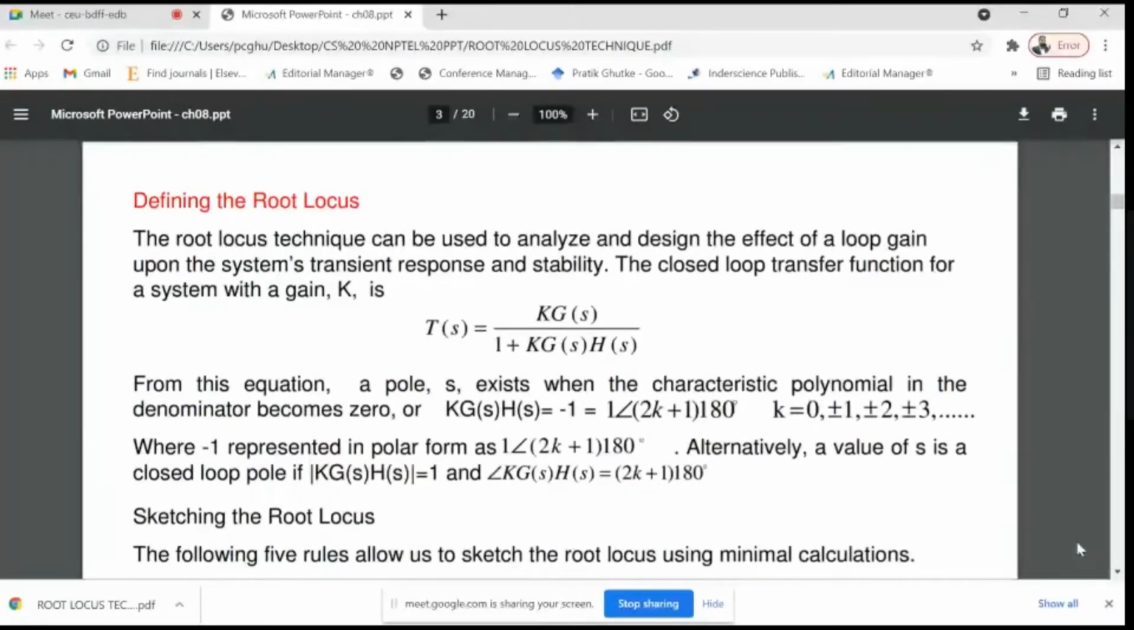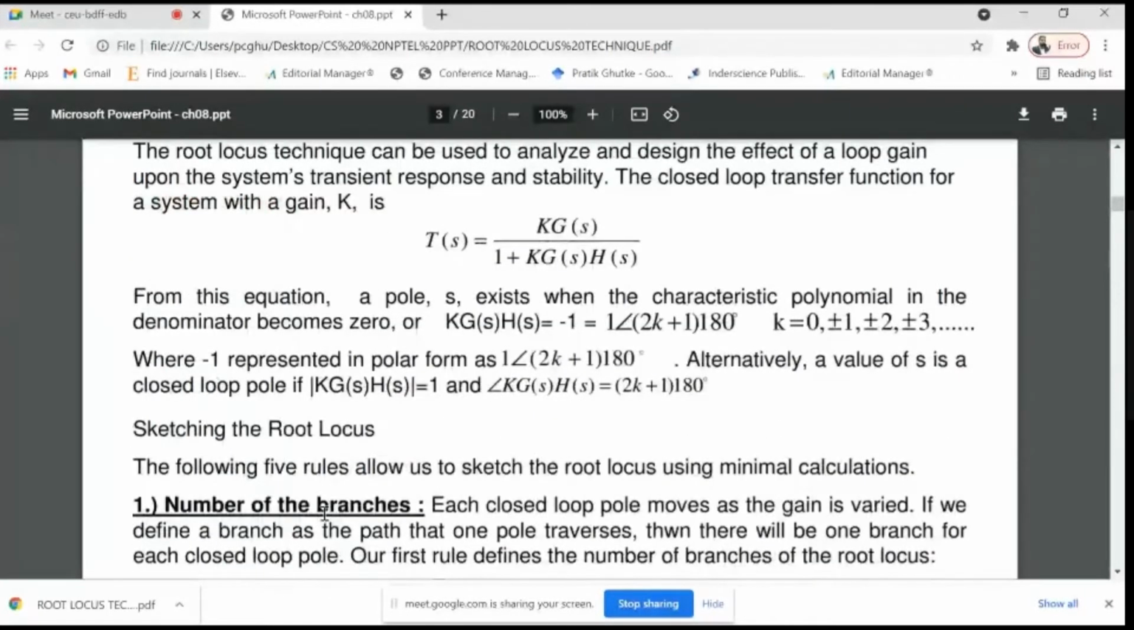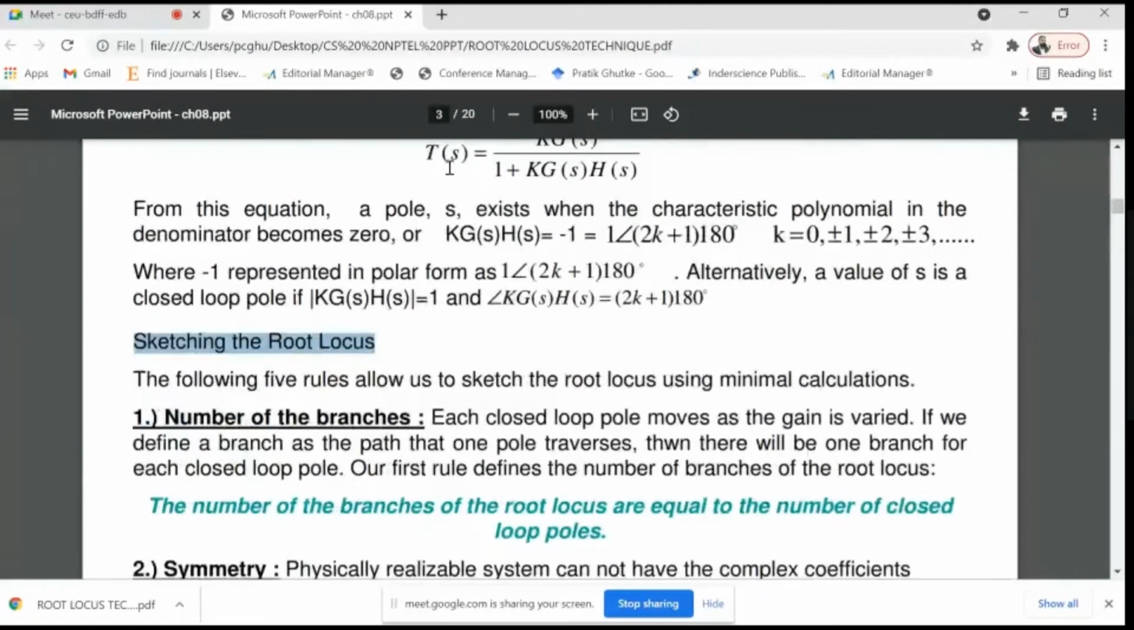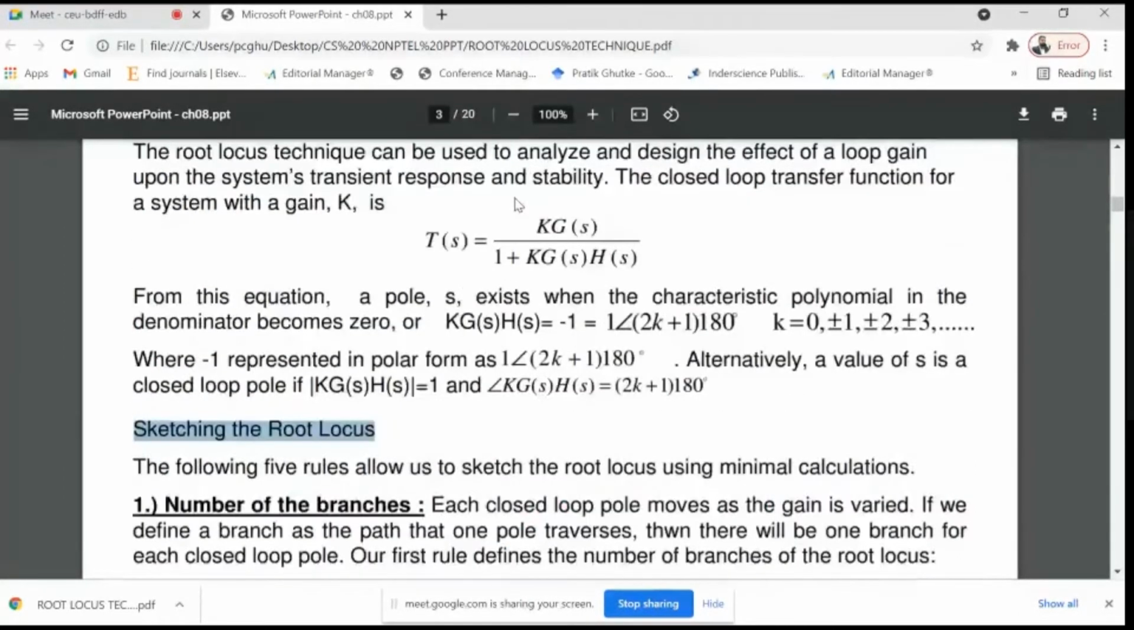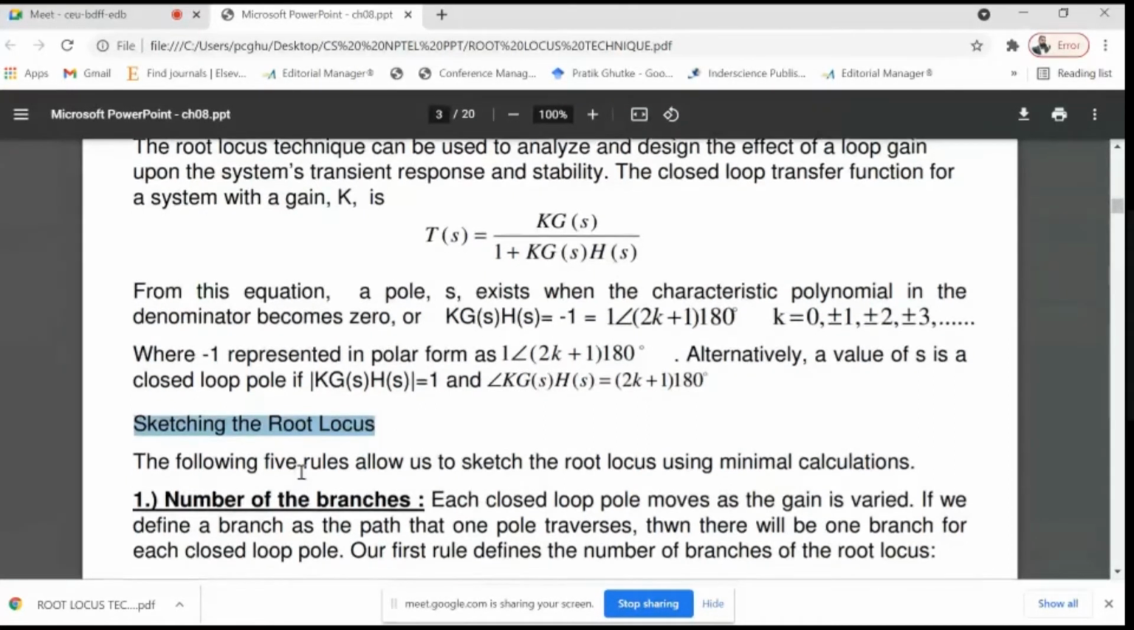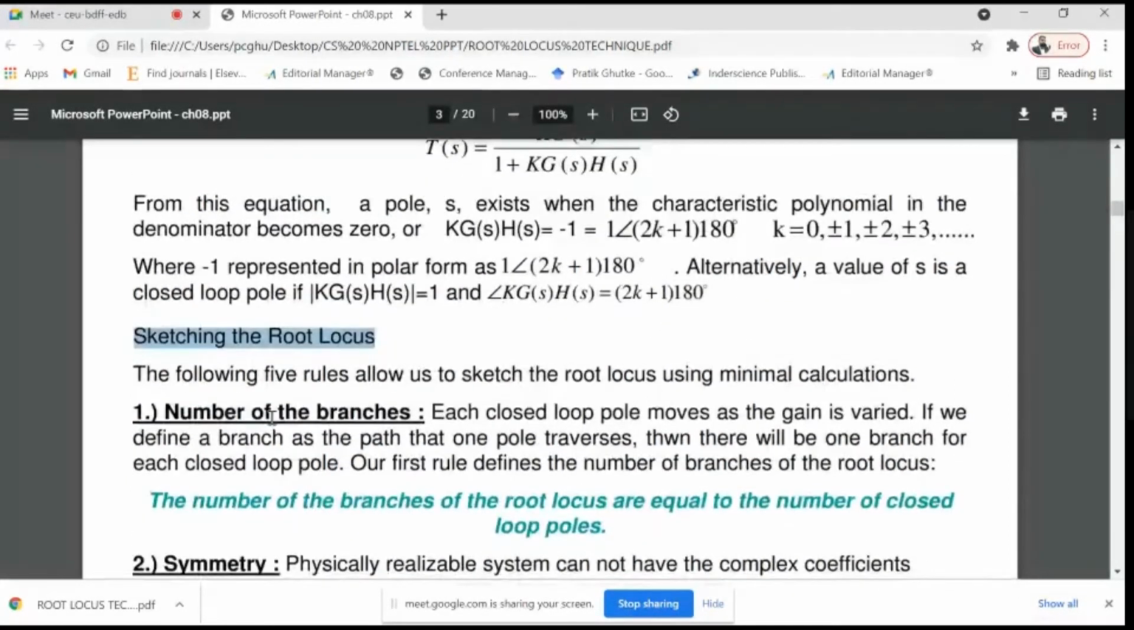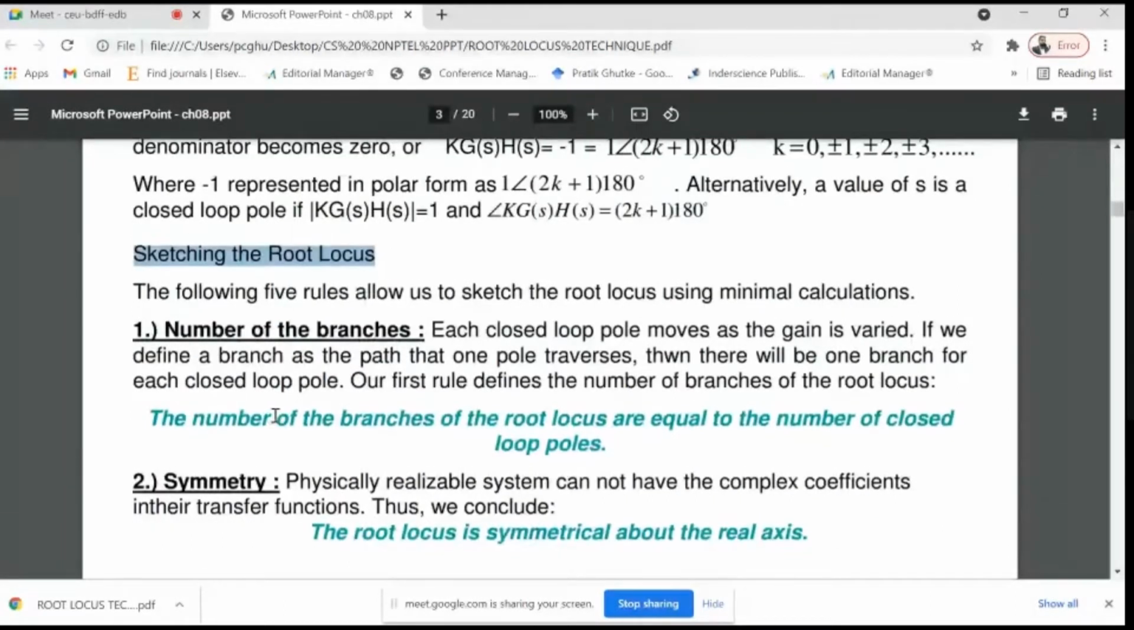So there are the following 5 rules to sketch the root locus. You cannot simply draw it if you are given a transfer function and someone says draw the root locus of the given transfer function. You just can't draw it without these five basic rules. So for sketching a root locus, the following five rules are a must. So what are these rules?